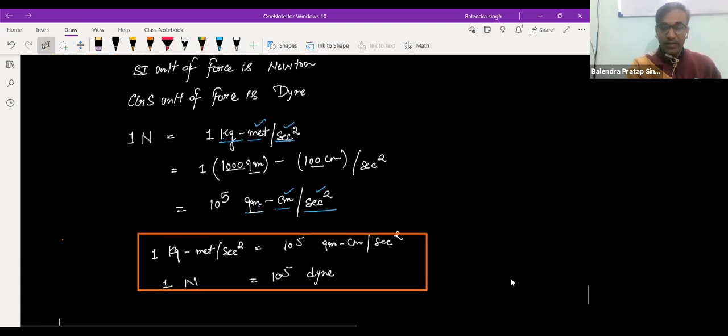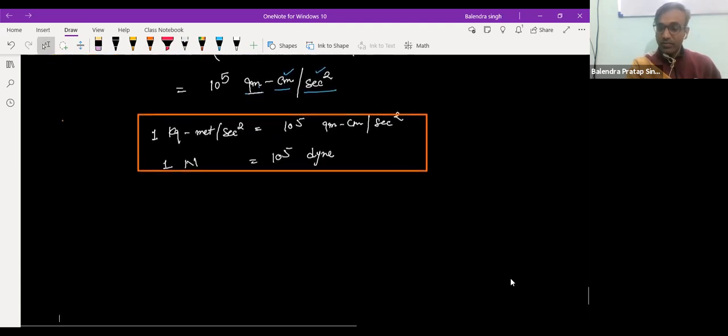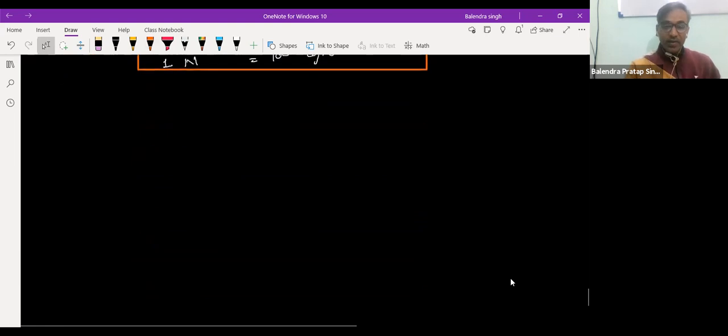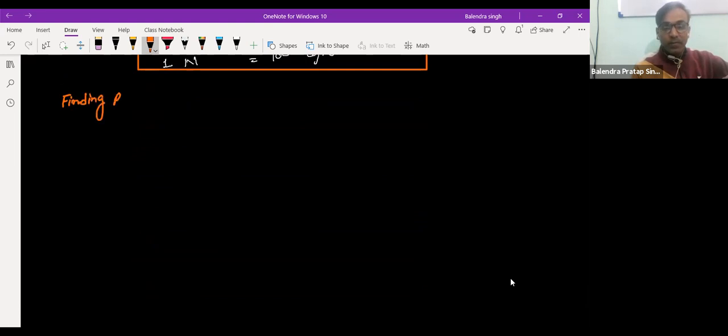The next application of this dimension analysis is finding relation among the physical quantities.